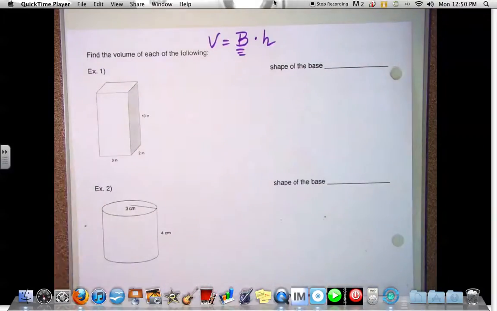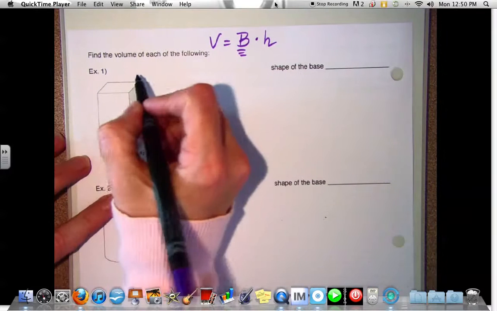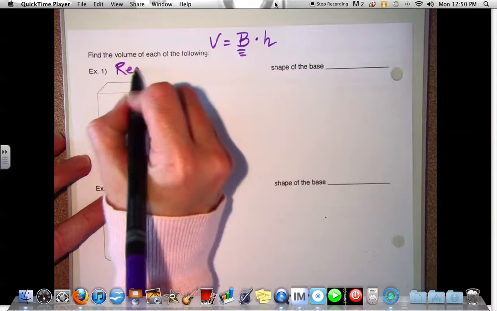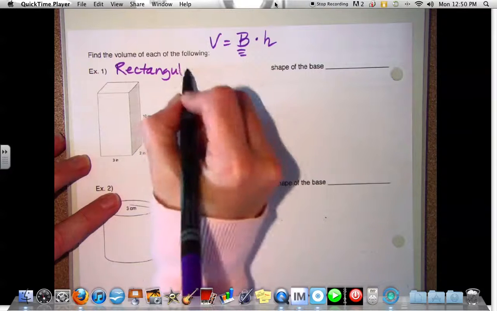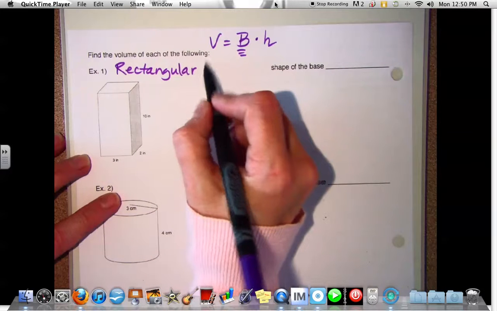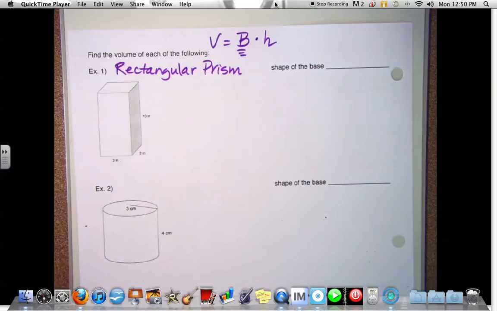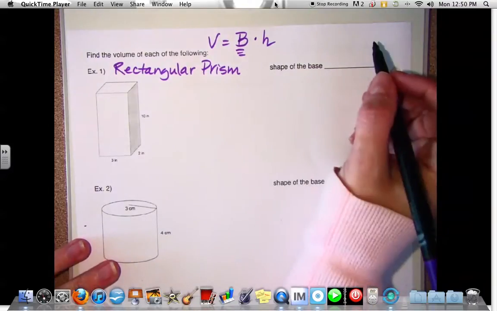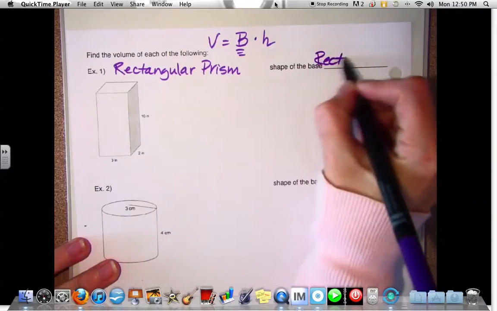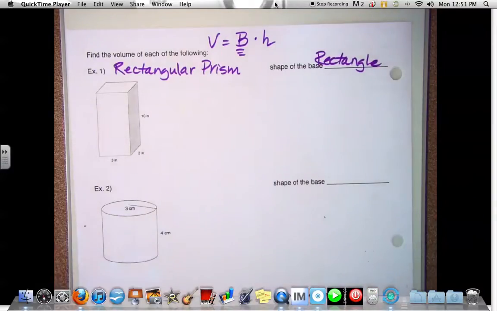So example 1. What kind of a prism do I have there? Square. If it has a square base, what three-dimensional object would it be? Rectangle. If it has a square base, it would be a cube. All right, so this is a rectangular prism. What is the shape of our base? Square. Rectangle. Yeah, technically it is a rectangle.